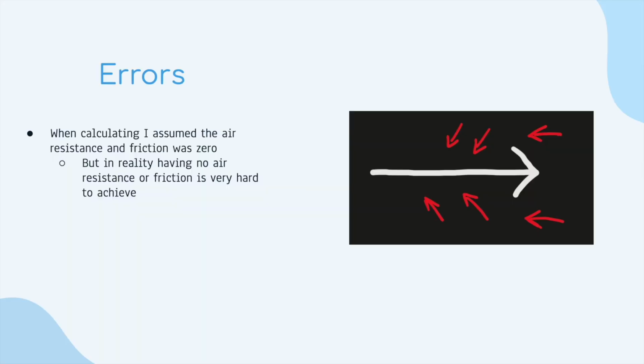Some errors that might be calculated, as stated before: you can see it in the calculated experiment. When calculating, it was assumed that no air resistance or friction would be present, which is why I showed the arrows. The white one is the object and the red one is the friction and any air resistance. But in reality, having no air resistance or friction is very hard to achieve experimentally.